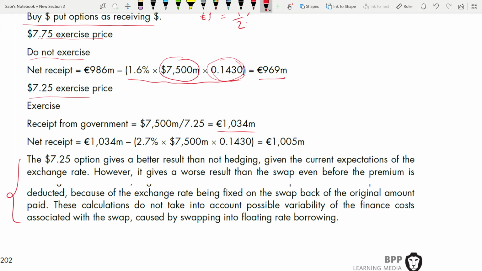So the 7.25 option gives a better result than not hedging given the current expectations of the exchange rate. However, it gives a worse result than the swap even before the premium is deducted, because of the exchange rate being fixed on the swap back of the original amount paid. These calculations do not take into account possible variability of the finance costs associated with the swap. So they are saying okay, swap is good, but in this they haven't taken the possible variability of the finance costs. There are some finance cost of swap also which they haven't taken in this calculation, caused by swapping into floating rate borrowing, right? So that's it. This is how you have to end it.